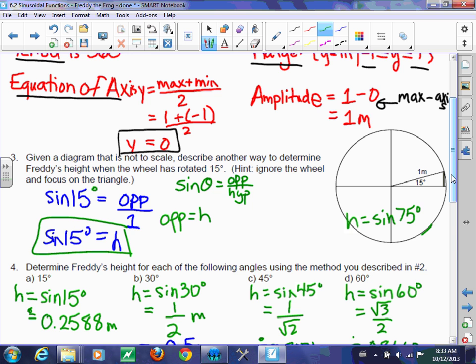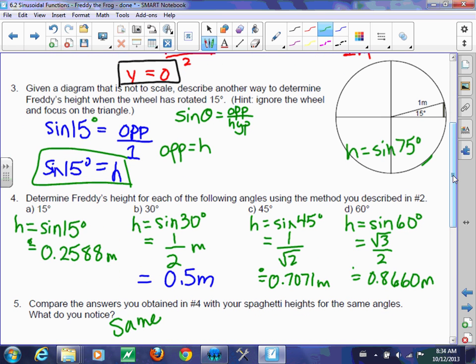So it says to take that and determine Freddy's height for each of the following angles using the method you described above. So at 15 degrees, the height equals sine 15 degrees. Plug that in, and compare that with your spaghetti strings. See how accurate you were. Okay, the sine of 30 degrees. Hopefully you recognize that as a special triangle. You should know that that's half, so you should be halfway there.